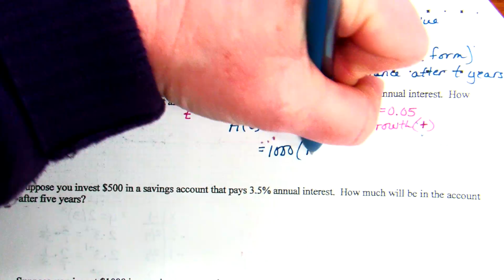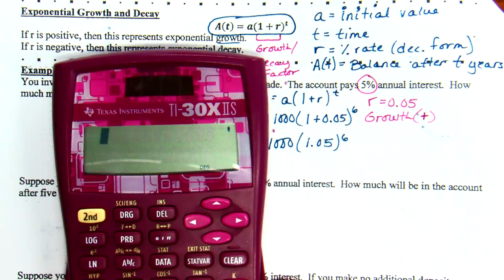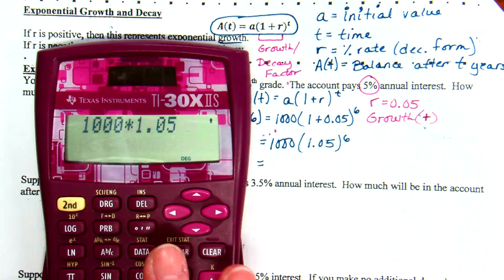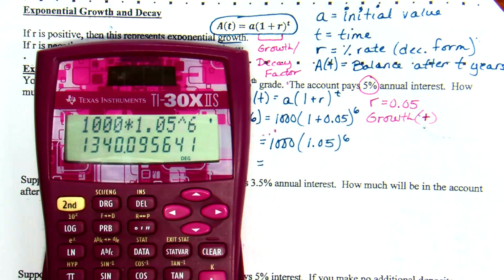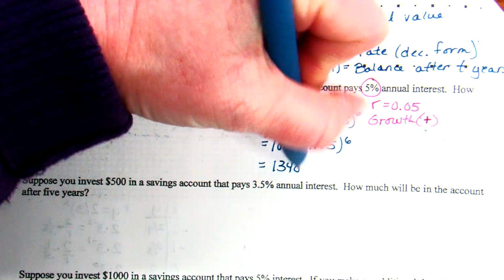Now, this is where your homework requires the use of a calculator. Make sure you know how to plug this in on your calculator. Me personally, I'm just going to do 1,000 times 1.05 exponent 6. You'll have to practice on your calculator to make sure you know what you're doing there, right? Every calculator is a little bit different, and we can definitely work on that tomorrow. I had 1340.095641. Is that the kind of answer I want?